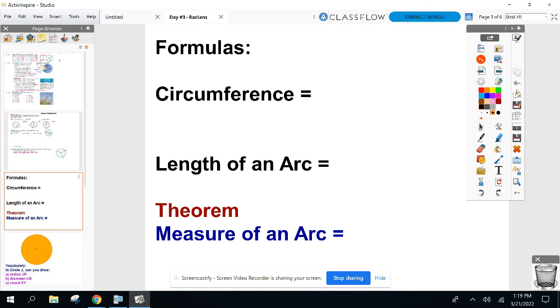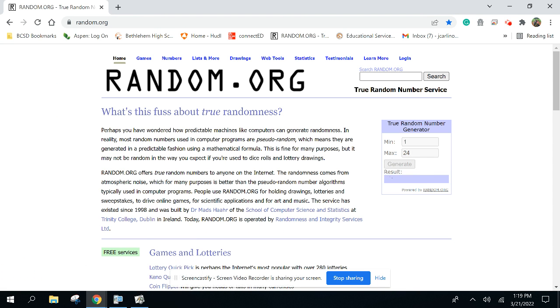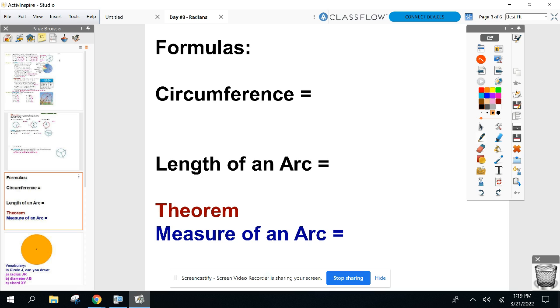Formula for circumference. What do you got for me? Boom. 10. What do you got? Pi times d. Got it. Sometimes I may say leave your answer in terms of pi. Sometimes it might be rounded to the nearest tenth or hundredth. All right, so pi times diameter.